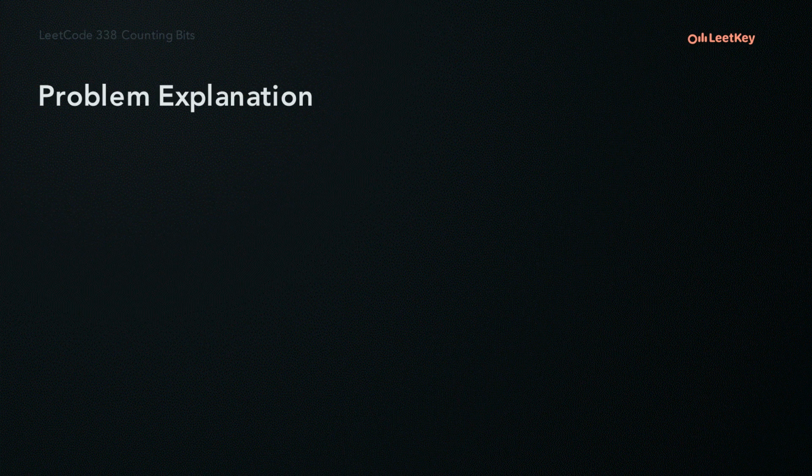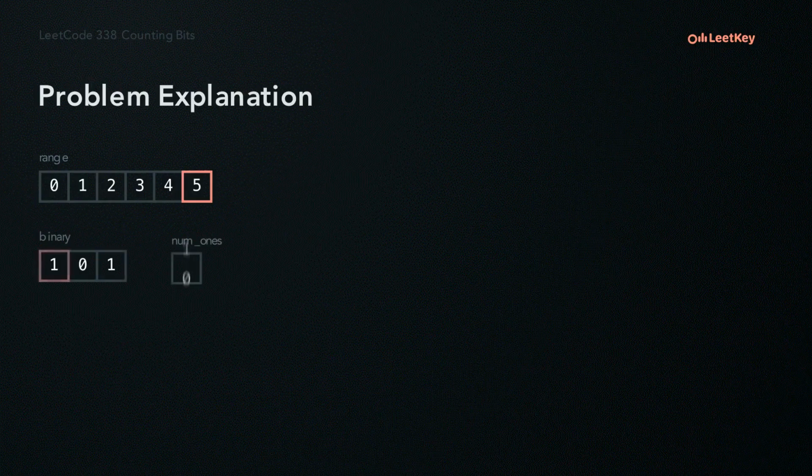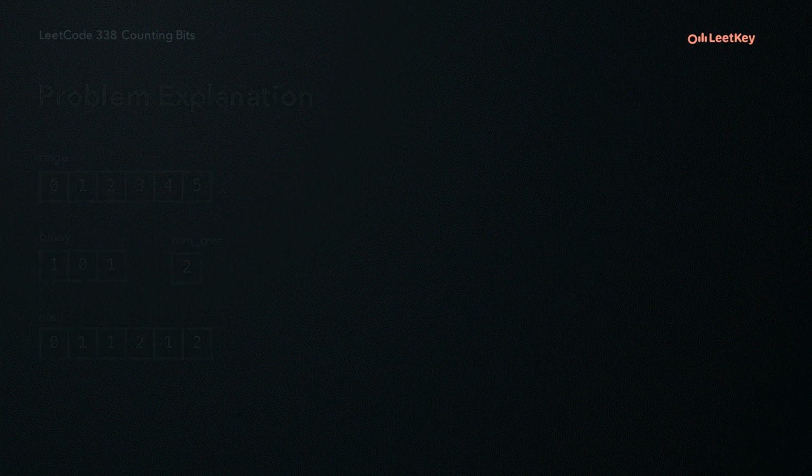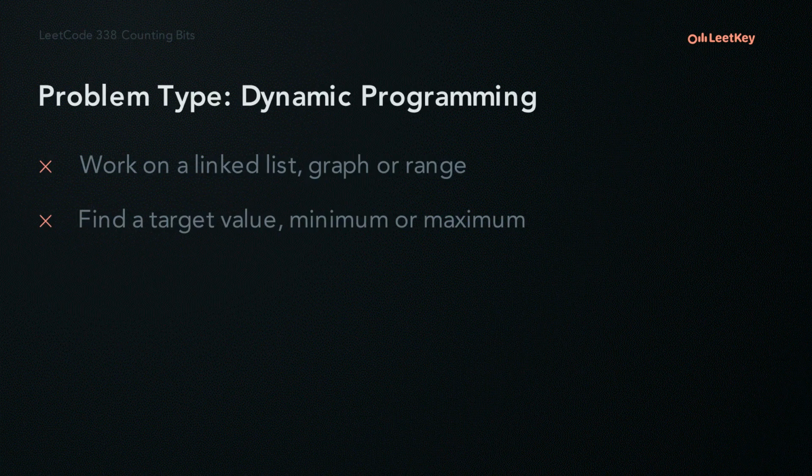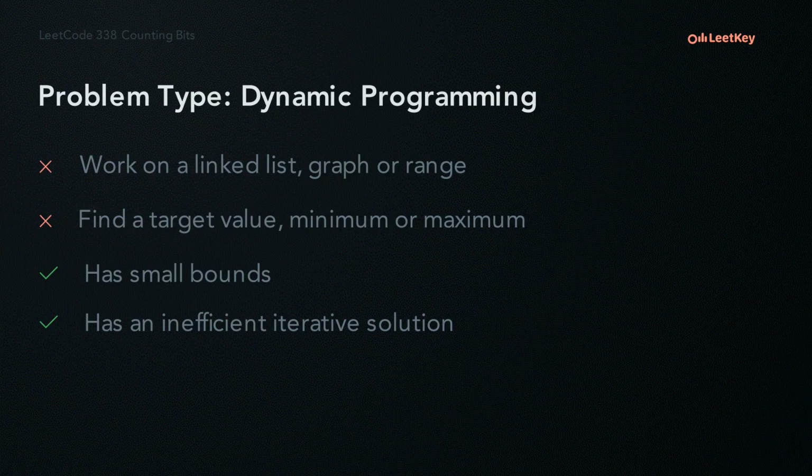What this is really asking is, we are given a number n. For each number from 0 to n, we want to count the number of ones in the binary representation of that number. Our output is an array with each value from 0 to n representing the number of ones found in that number. This is a dynamic programming problem. We can guess that because it does not work on a linked list, graph, or range. It does not find a target value, minimum or maximum. It has small bounds, and it has an inefficient iterative solution.